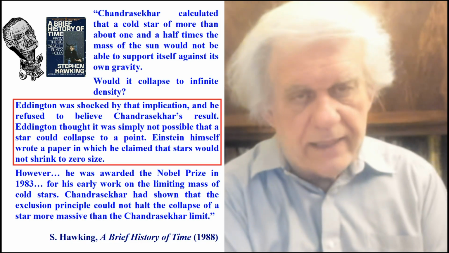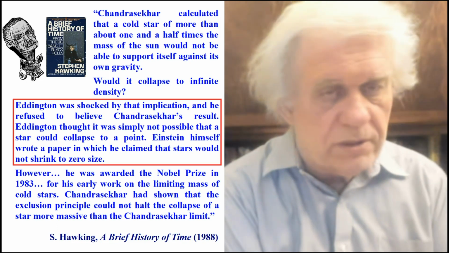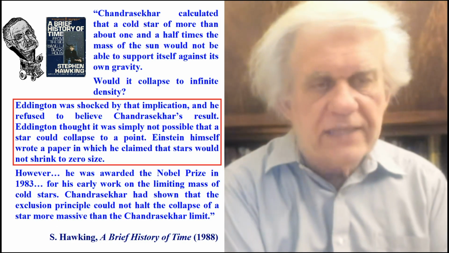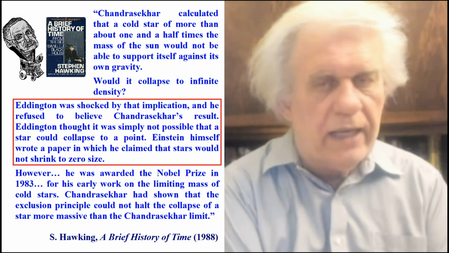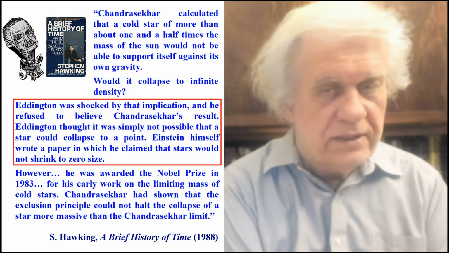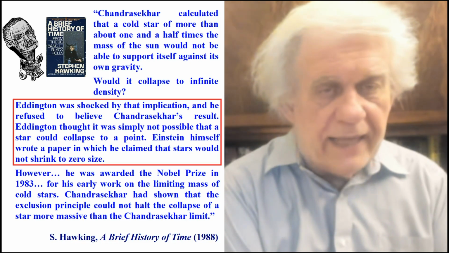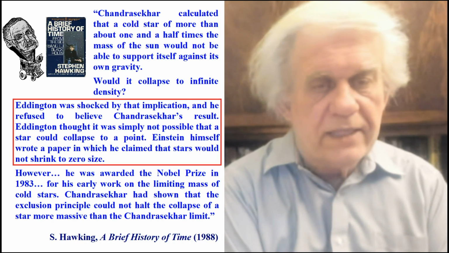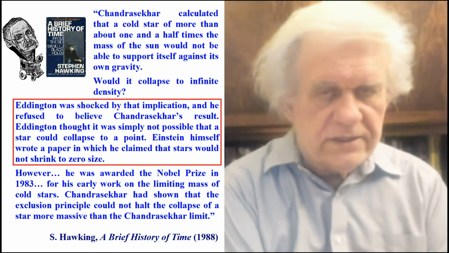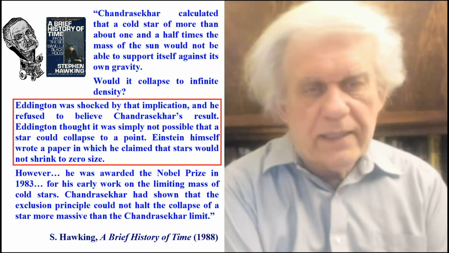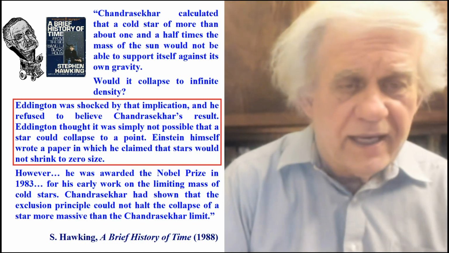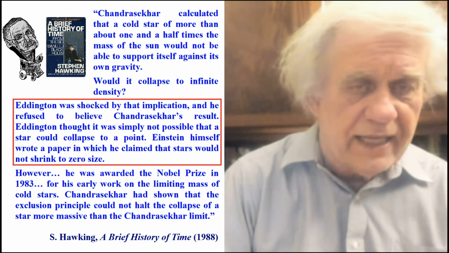Eddington was shocked by that implication, and he refused to believe Chandrasekhar's result. Eddington thought it was simply not possible that a star could collapse to a point. Point, 0D, Euclid's point, no size. Einstein himself wrote a paper in which he claimed that stars would not shrink to, what? 0 size. That's what these people are talking about. And they gave the Nobel Prize to Chandrasekhar for proving that a black hole is 0 size, okay?